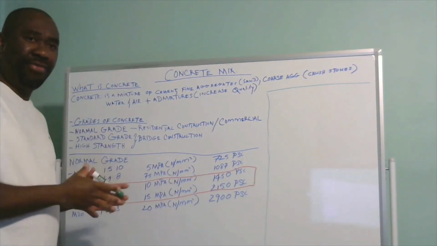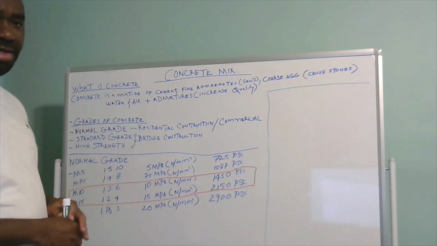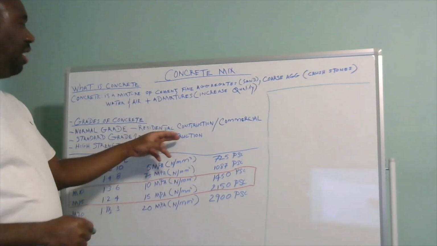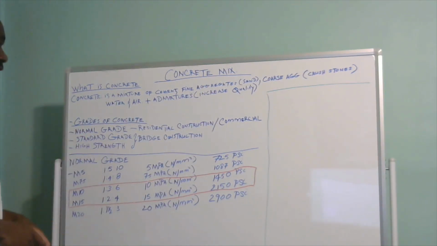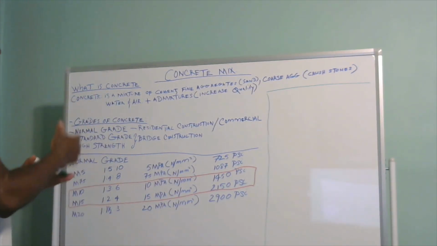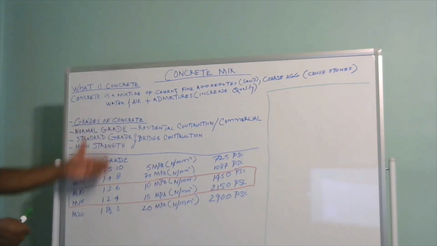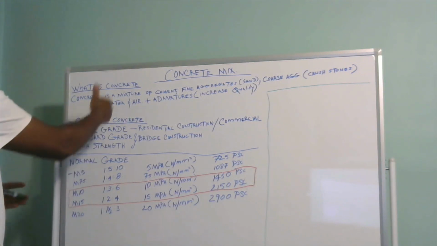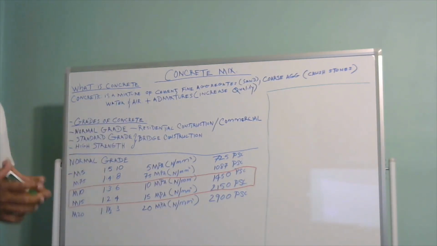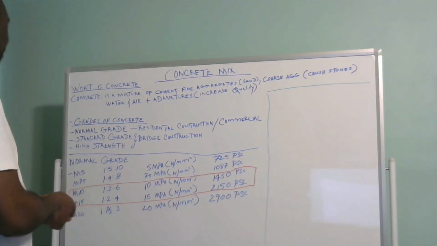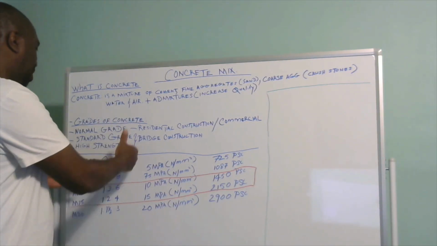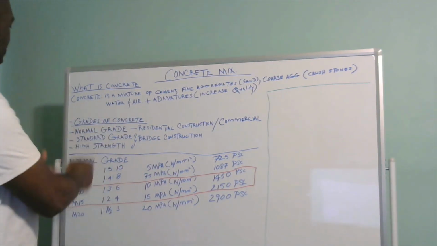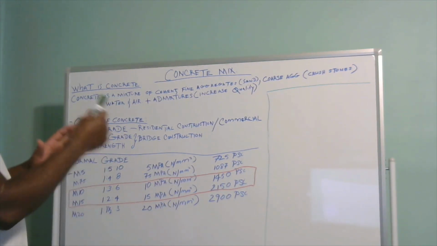Secondly, there are several different grades of concrete. There is normal grade, which is primarily used for residential or commercial construction. There is the standard grade, which is used for bridges. We also have the high strength, which is also used for bridges. But at times, these different grades intertwine into each other. At times you might find your normal mix coming to your bridge construction, as well as you might find your mix from your bridge construction going into your normal mix for your residential and your commercial.